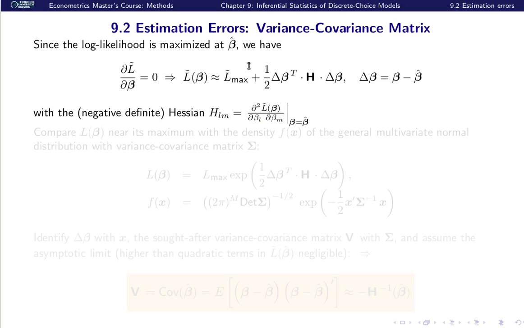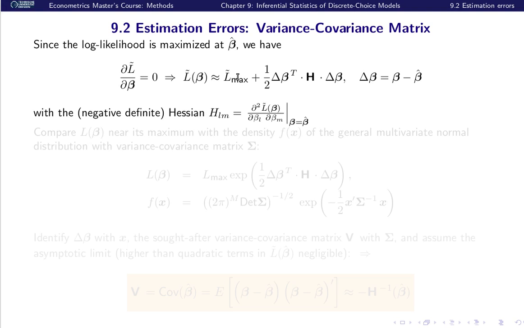Estimating the variance-covariance matrix. For this, remember that the maximum likelihood method implies that at the estimated values beta hat, the gradient of the log likelihood with respect to the parameters is 0, because otherwise there is no extremum, and in this case a maximum. That means we can write the log likelihood as a Taylor expansion.